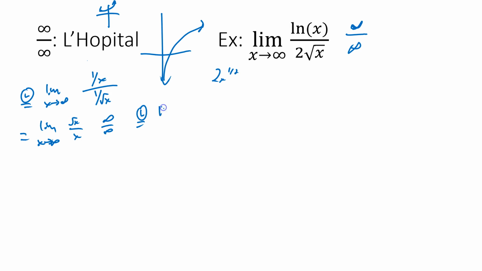So we'll have the limit as x approaches infinity of 1 over 2 root x, divided by 1. Now we plug in infinity, and that is 0.